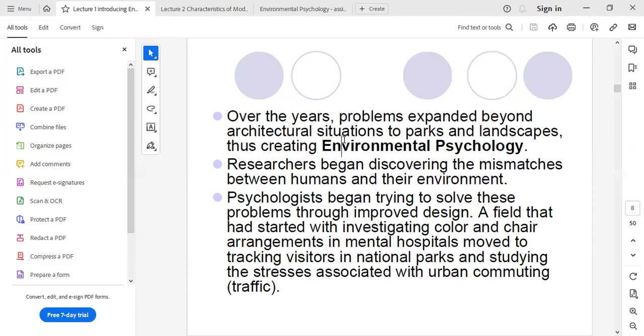Some of the psychologists began trying to solve these problems through improved design, in a field that started with investigating color, chair arrangement, tracking visitors in national parks, studying the stresses associated with urban commuting or urban traffic, as well as crowding in urban areas. Another issue is the life of people in urban areas, say, living in villages or in crowded places, compared with areas where there's enough space.